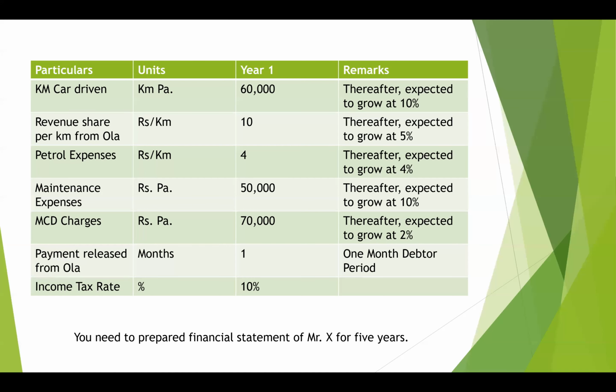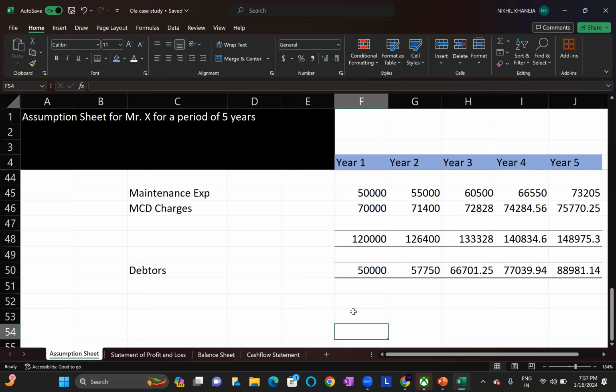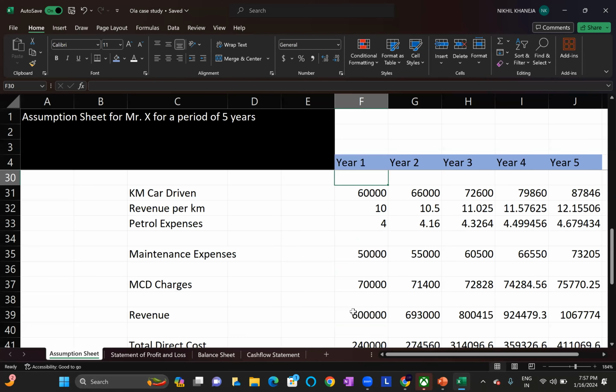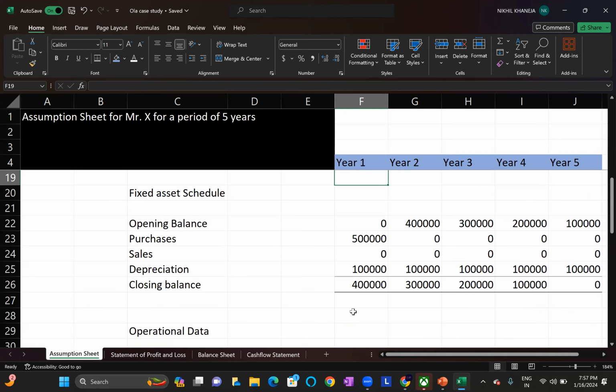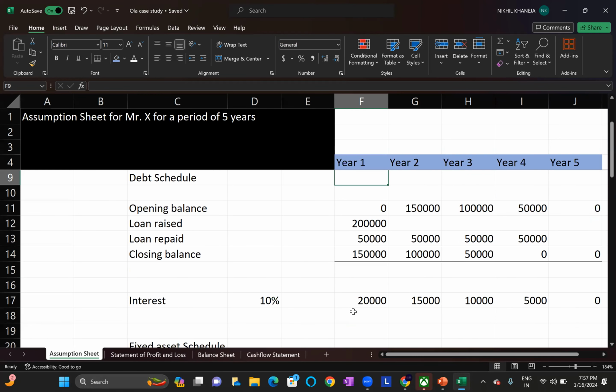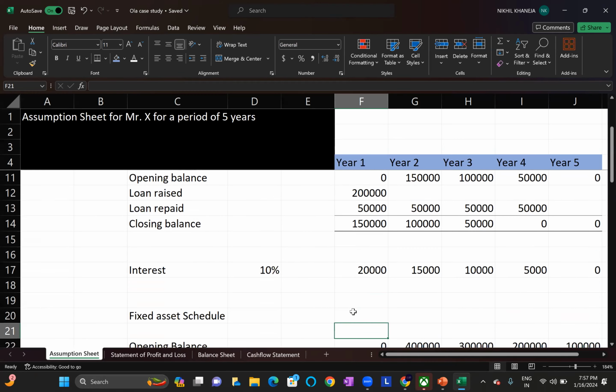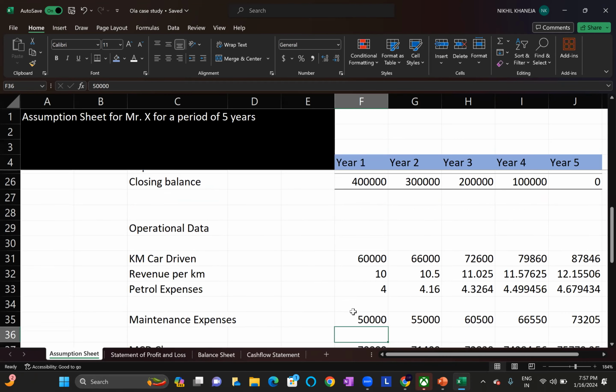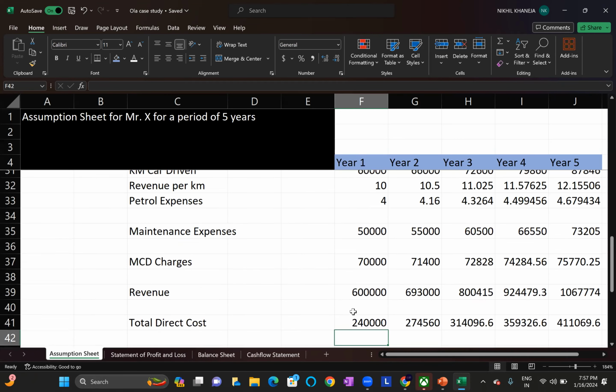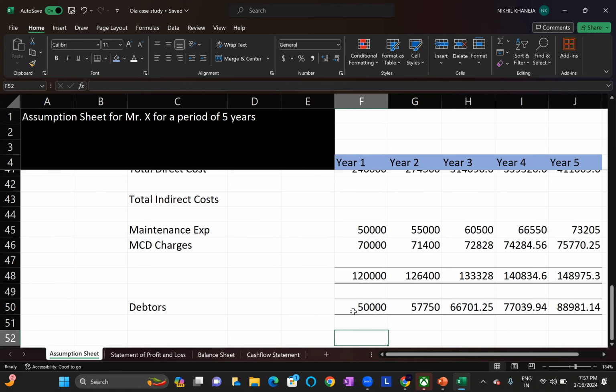Income tax rate is 10%, that we will be considering in the P&L statement. Now, here we are done with the assumption sheet. We have plotted all the figures. We prepared the debt schedule, the fixed asset schedule, operational data, revenue, direct cost, indirect cost, and debtors.